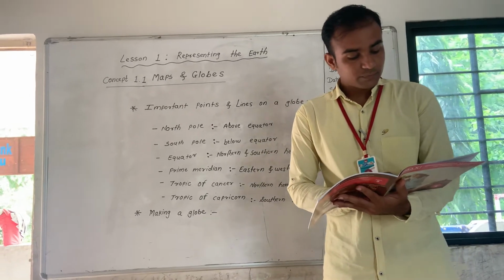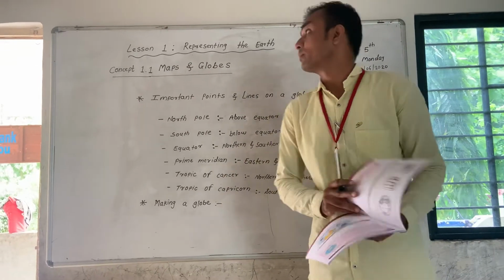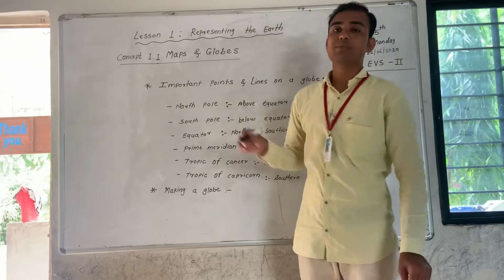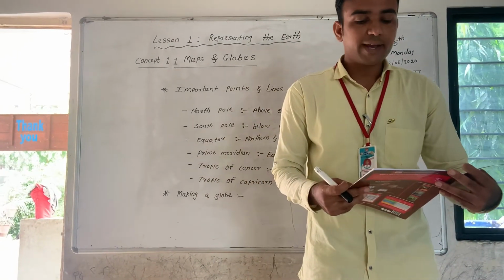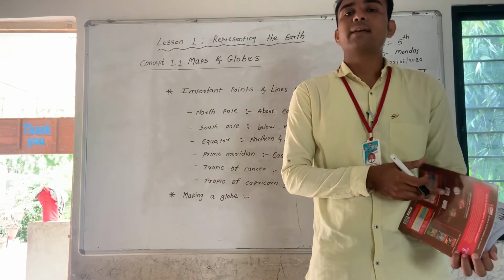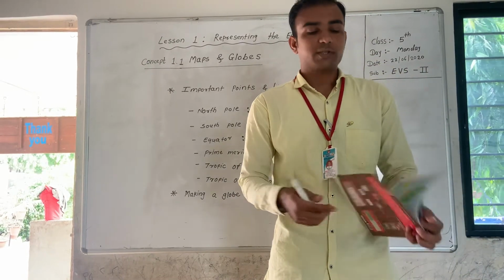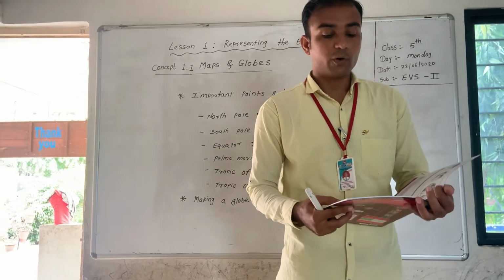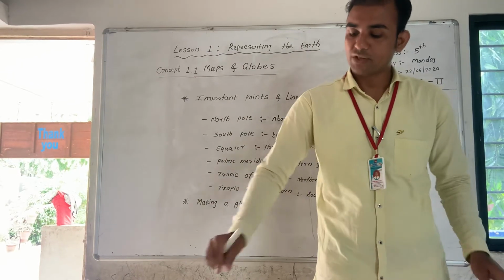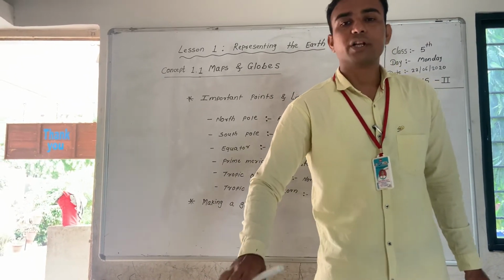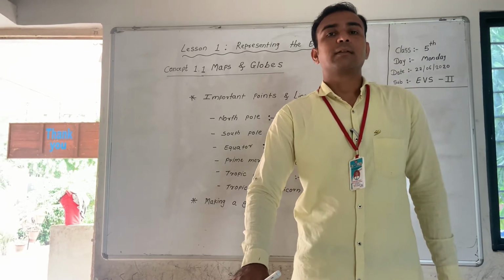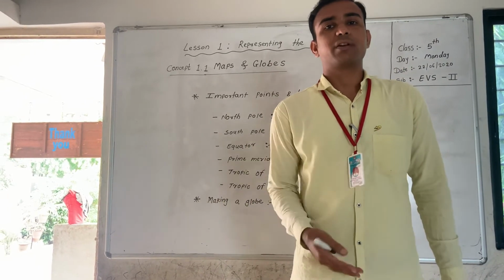And I will say that concept 1.1, maps and globes, has been finished, and our second concept is latitudes and longitudes. We will see in the next video what latitude and longitude are. We will check how longitudes and latitudes are mentioned on the globe, and we will see it in detail with the explanation in the next video.